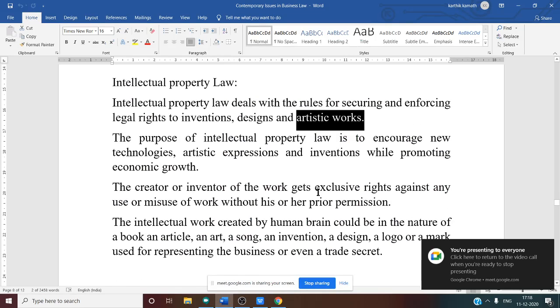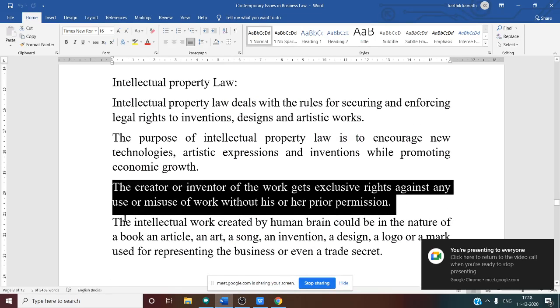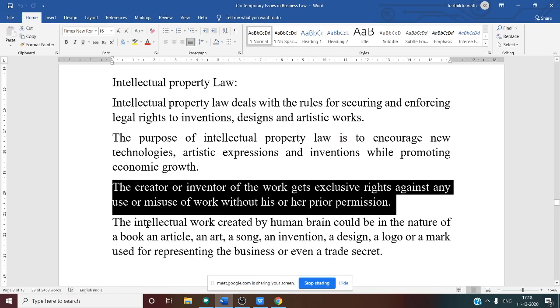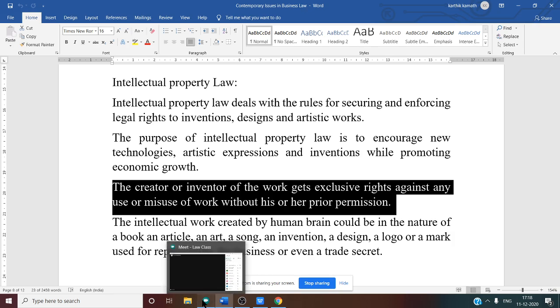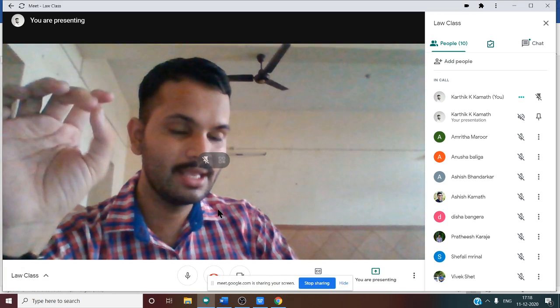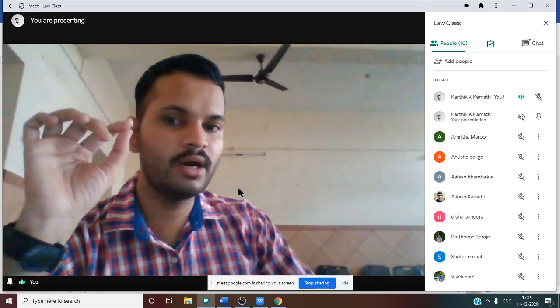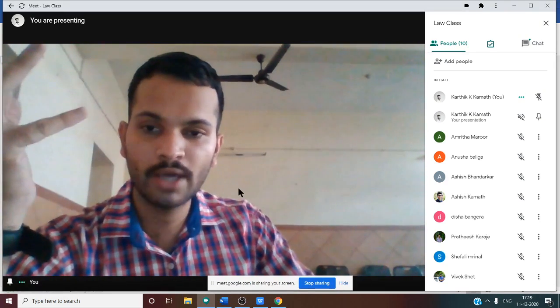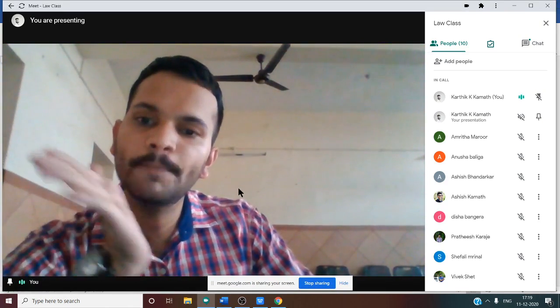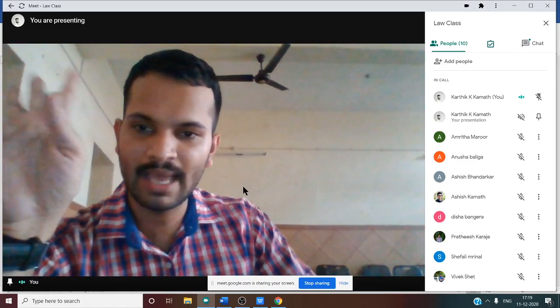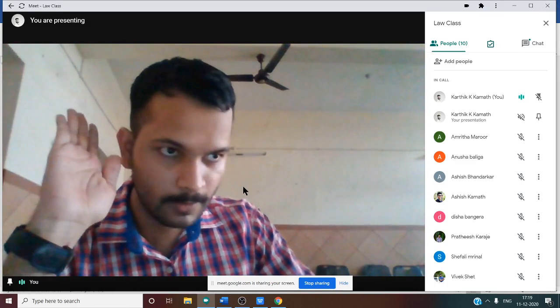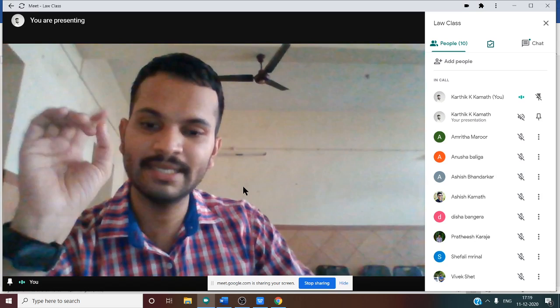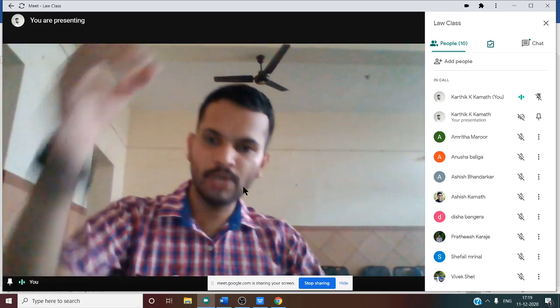So now here the creator or the inventor of the work gets exclusive rights against any use or misuse of the work without his or her prior permission. What do you mean by this? Here they are saying the creator of the work should get some protection for his invention, or else what will happen? Others will copy the work done by someone else. So in order to avoid that, this intellectual property right came into existence.